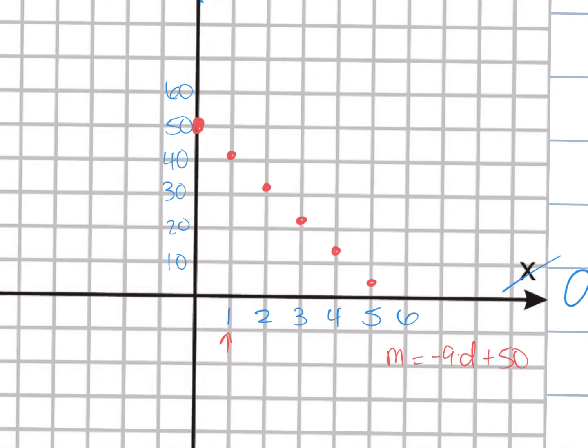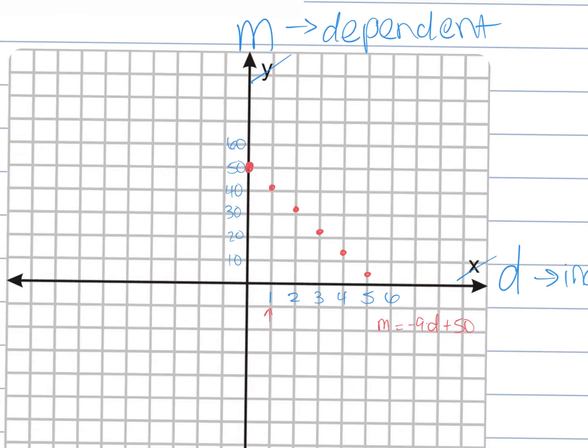Now, we do not draw a line through these points. We don't, because what was our domain? Was it discrete or continuous? It was discrete. So we're going to leave these points, and this is our final answer. Okay? If it's ever discrete, don't draw a line through them, okay? If it's continuous, you're going to draw a line through those points. Questions?